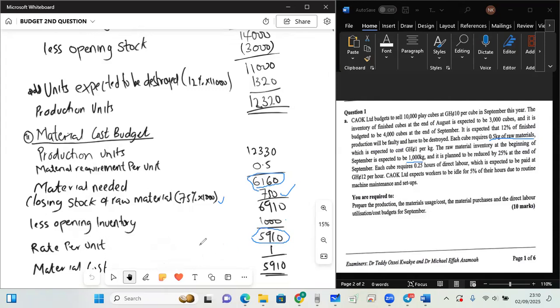Now, the purchase price per unit of the material is 1, and then the total material cost is going to be this, 5,910.